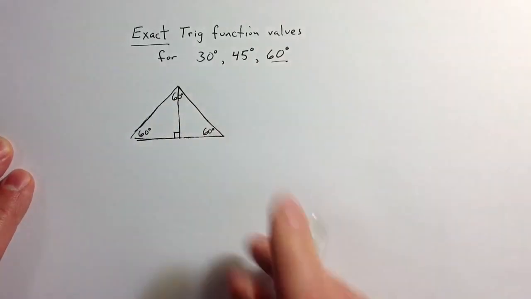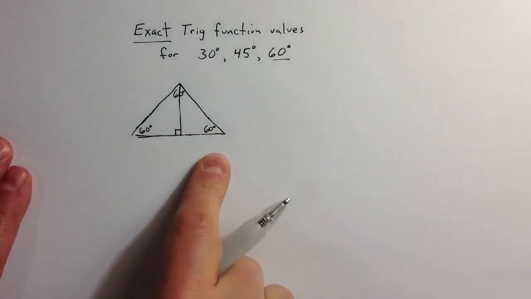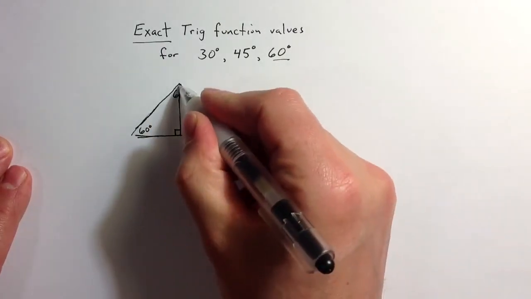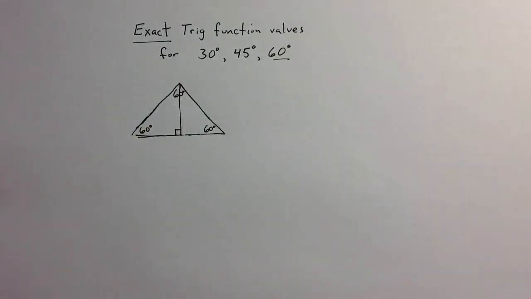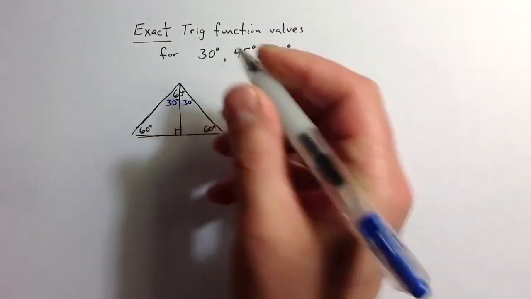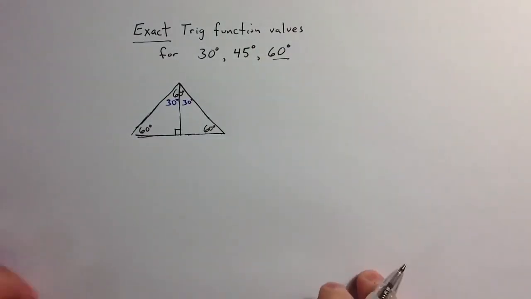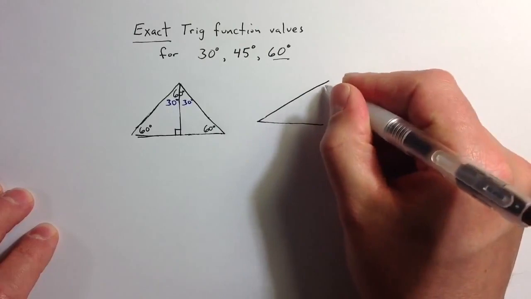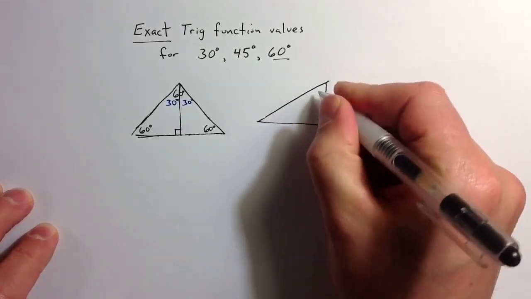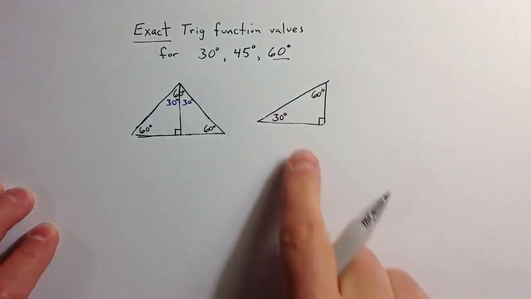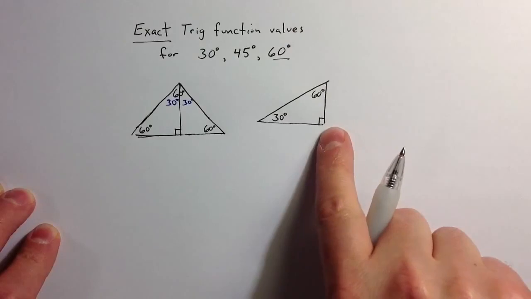If I divide that into a pair of right triangles, because of the symmetry involved here, the angle up at the peak gets split into a pair of angles, and each of those is 30 degrees. And so we get a special right triangle, drawn on its side, with a 30-degree angle, a 60-degree angle, and a 90-degree angle.